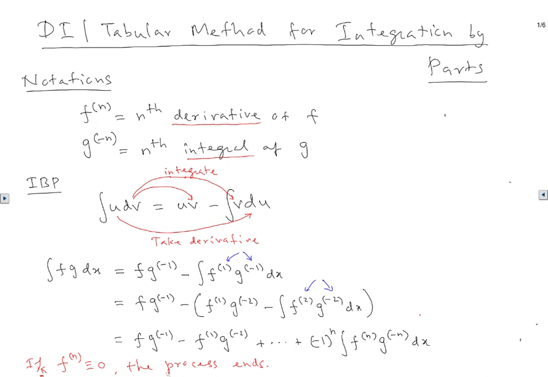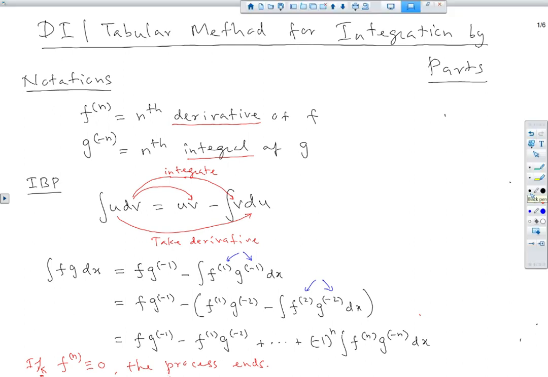What you can do is use the f and g functions and start with the plus sign. Take the derivative of the first function, take the integral of the second function, take the derivative of the first function, take the integral of the second function. Just keep doing it until the derivative of the first function is 0, then you can stop right there. So you can use that as a formula. Okay, so that's the idea.